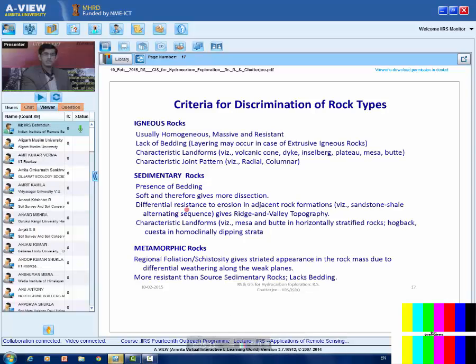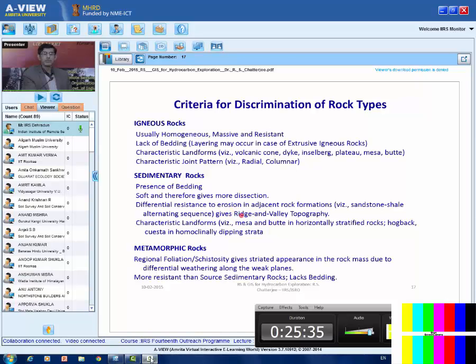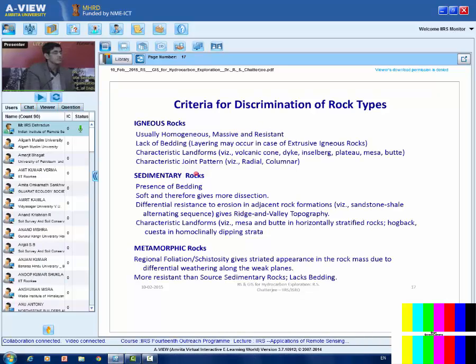The hard rock will be resistant and will produce some kind of ridge. Okay, let us start again after the interruption.